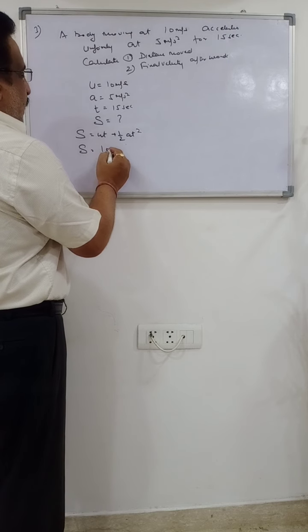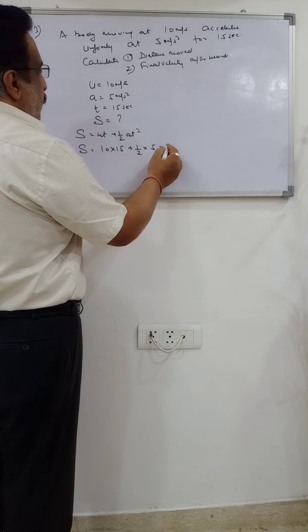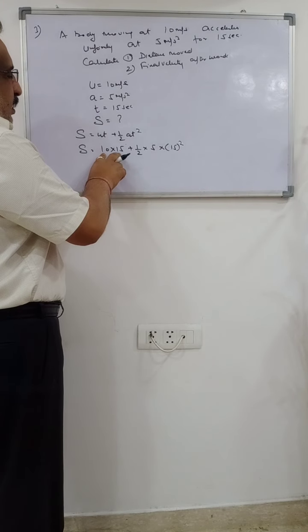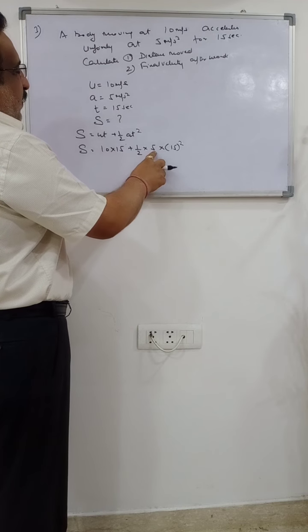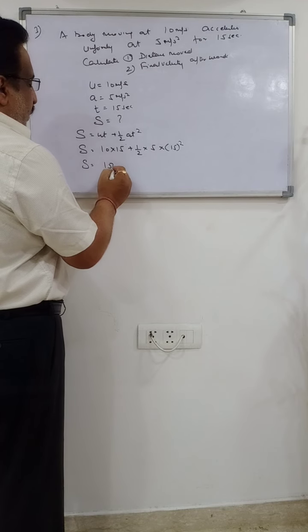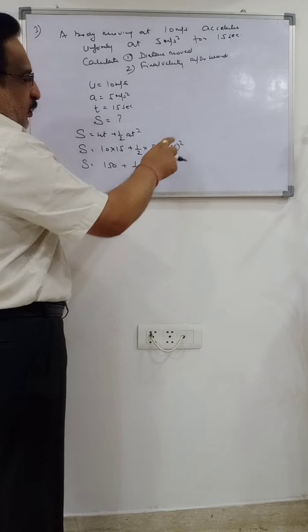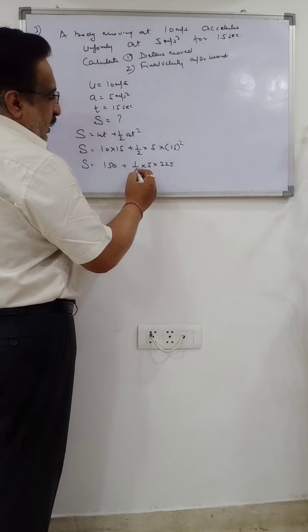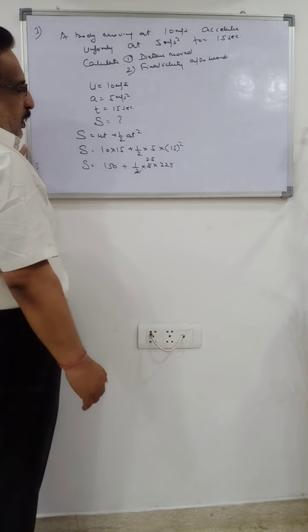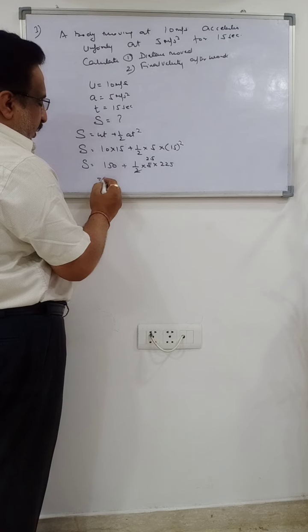S is equal to UT, 10 into T 15, plus half into A 5 into T का square 15 का square. U is 10, T is 15, half A is 5, T is 15 का square. So distance moved will be 150 plus half into 5 into 225. 15 into 15 is 225. So that comes out to be equal to 2.5 into 225 plus 150.